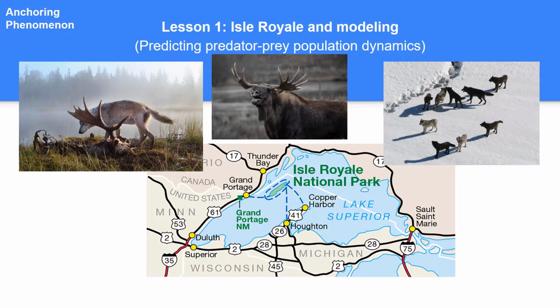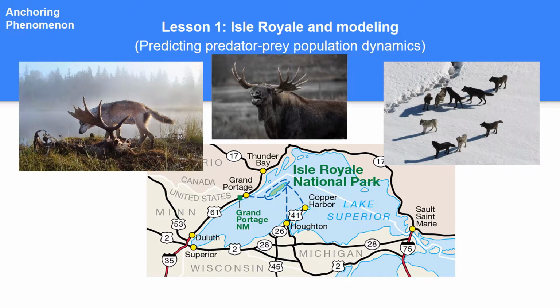Isle Royale is a small cluster of islands in Lake Superior, more or less a closed system when it comes to large mammals. Since 1959, large amounts of data have been collected about the resident wolves and moose living on Isle Royale. How do these populations interact in this closed system? What are the factors that might influence the population sizes of these 2 species?